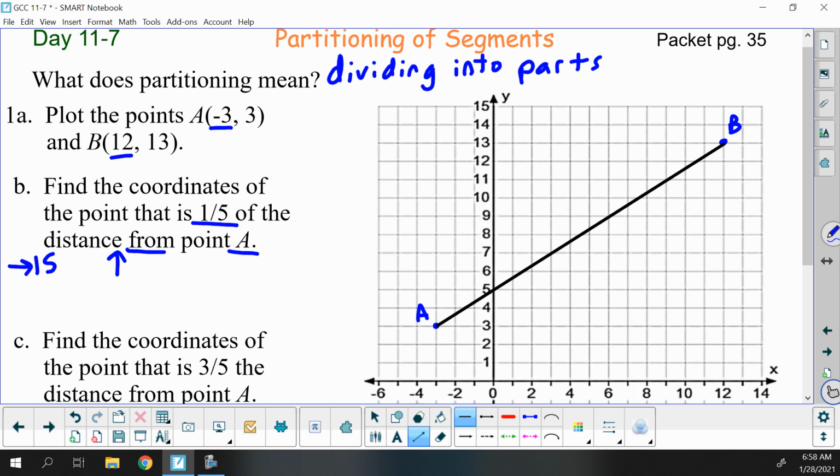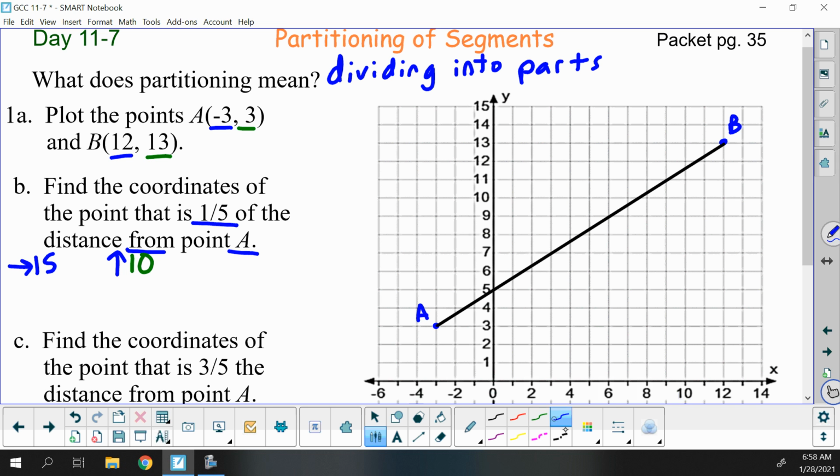Now for the y's, you could either count up to B to see how many, or notice for the y's, we're starting at 3 and going to 13. So that would be up 10. So that's the first step to see how much you would move from one endpoint to the other. And you got to always start from the point that we wanted the fraction from. If it had said 1/5 from B, then we would have gone left 15 and down 10, because we would want to go from B to A.